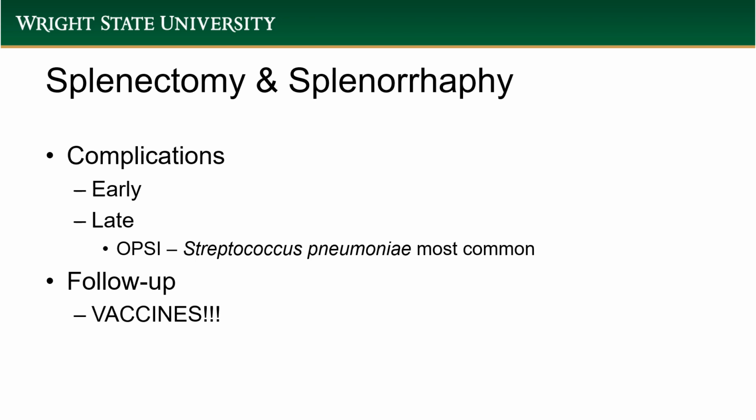To try to minimize the risk for OPSI, we always talk about our splenectomy patients needing vaccines. Now, for a planned splenectomy, not your trauma scenario, typically you'll want these vaccines given at least 2 weeks preoperatively. In a trauma scenario or an unplanned splenectomy, you'll want to give these vaccines typically 2 weeks post-operatively.